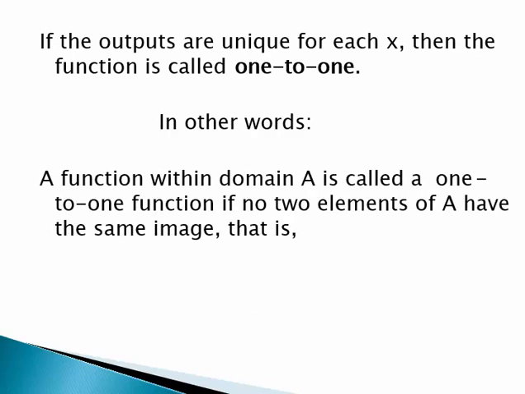So here's the definition. If the outputs are unique for each x, we get different y values for different x values, then our function's one-to-one. Or in other words, a function with domain A is called a one-to-one function if no two elements of our domain A have the same image, the same y values. So f of x1 would equal f of x2 if and only if x1 equals x2. If I had different x's, I would get different y's. I'm only going to get the same y's if I use the same x values, if my function's one-to-one.